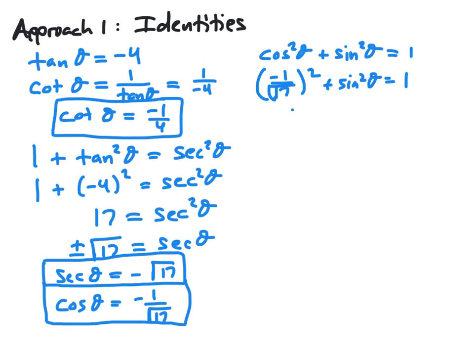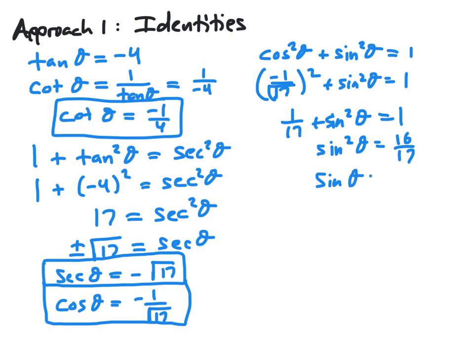So this will be 1 over 17 plus sine squared theta equals 1. We'll subtract 1/17 from both sides to get that sine squared of theta is equal to 16/17. We take the square root to get sine of theta equals plus or minus the square root of 16 over 17, which of course will be plus or minus 4 over the square root of 17.